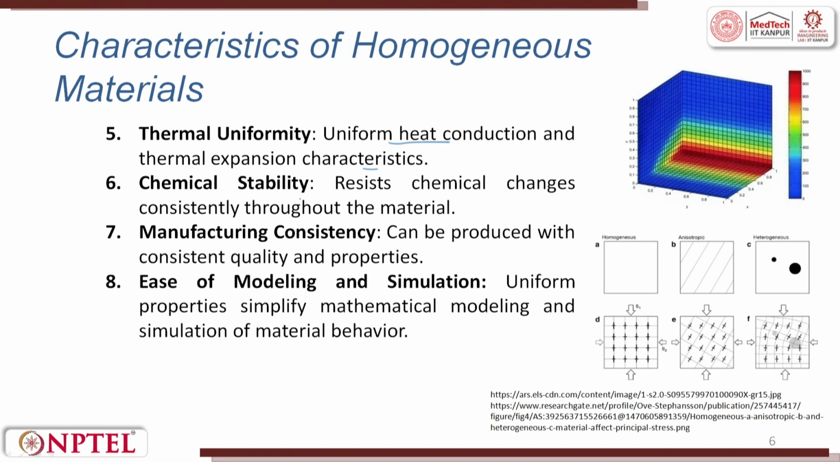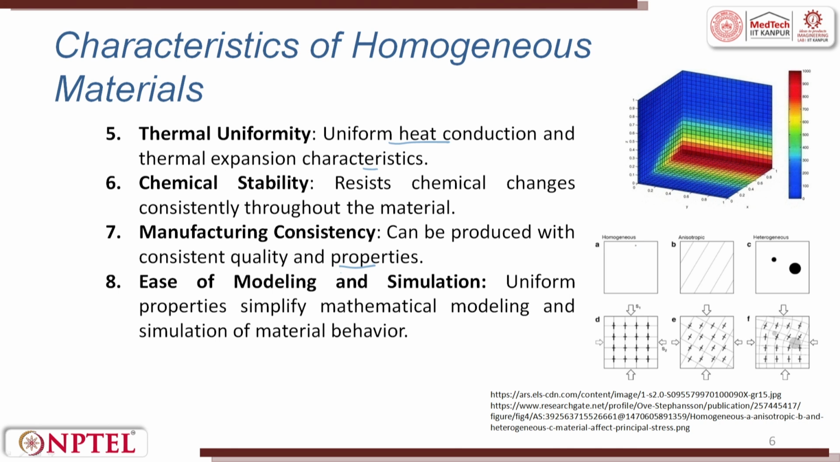Thermal stability is the other thing: it resists chemical changes consistently throughout the material. This helps in easy manufacturing. So, manufacturing consistency can be there. It can produce with consistent quality and property. Ease of modeling and simulation: uniform properties simplify mathematical modeling and simulation of material behavior.